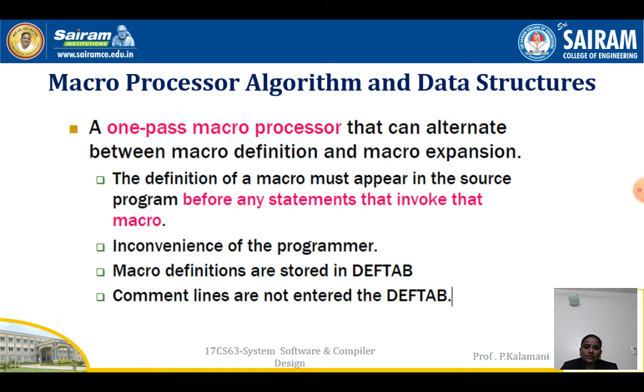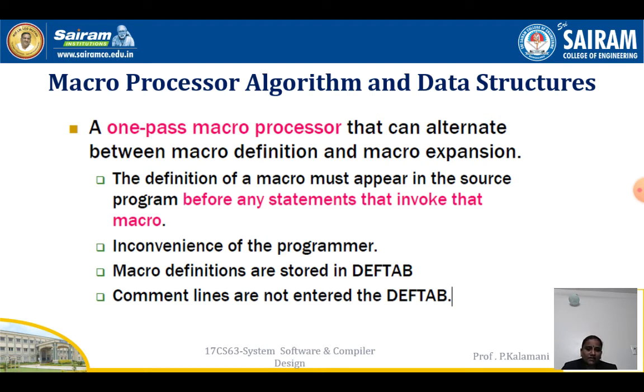A one pass macroprocessor can alternate between macro definition and expansion. So in macros we have macro definition, macro call, and the definition of a macro must appear in the source program before any statement that invokes the macro. Like functions, if we define the function first and then call it, there is no need for a function declaration or prototype. In the same way, the macros are defined first and then invoked, so in that case we go for a one pass macroprocessor, with no need for a two pass macroprocessor. This is an inconvenience for the programmer.